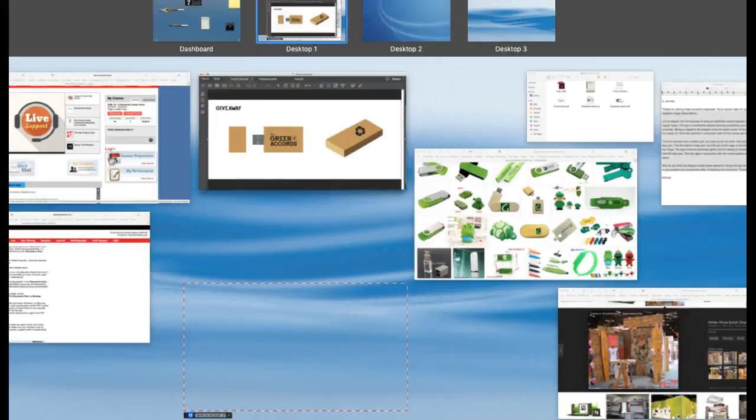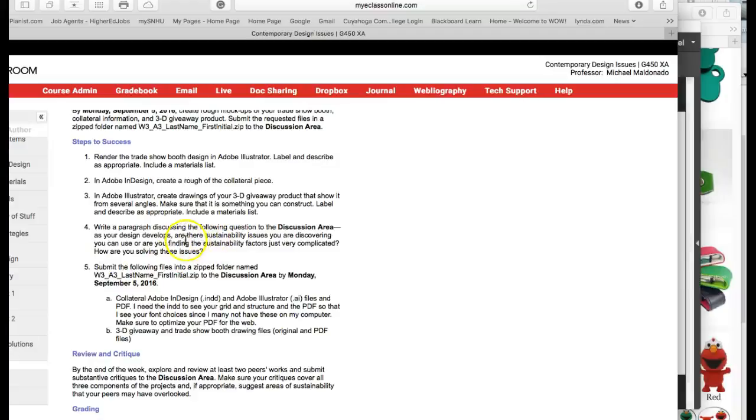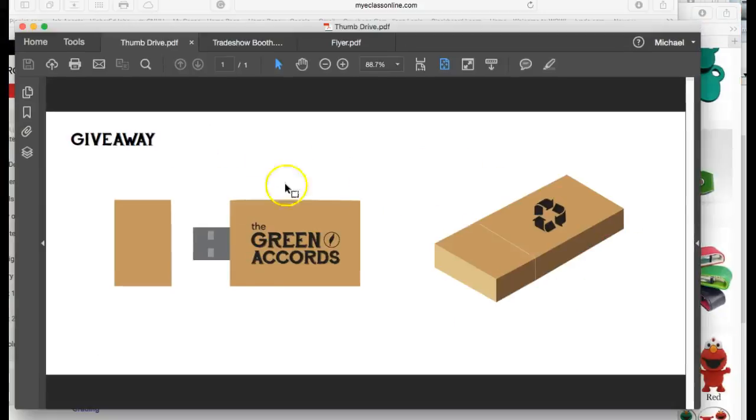Okay, and then it says, this is the interesting part, it says, blah, blah, blah, blah. Make sure it's something you can construct. So, are you going to be able to mock this up? Because ultimately, you're going to mock this up and take pictures of it as your giveaway. So, let's do this. Let me get to my examples.